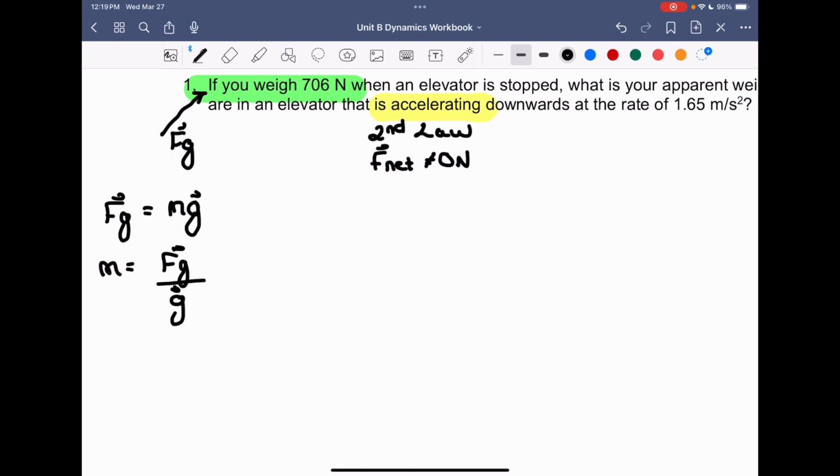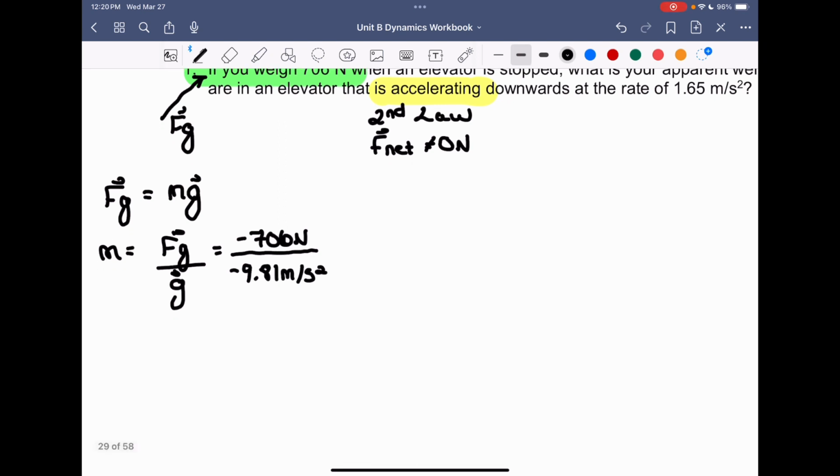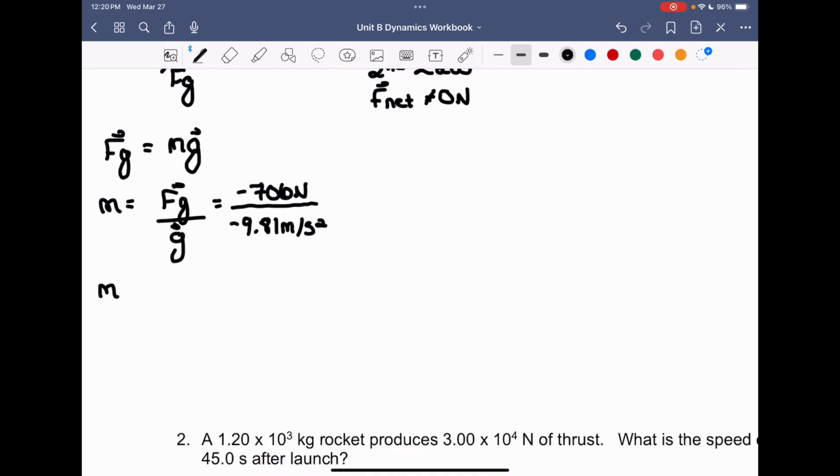And now if this is the case, I'm going to put in the following. This would be negative 706, which is the amount of newtons of force in the downwards direction, right? Because it's your Fg, it's in the downwards direction. So I'm going to put negative because it's a vector quantity. I'm going to put negative 9.81 because that's our gravity as we're close to the surface of Earth. Perfect. And if I do the math here, I end up getting that the mass of this object is equal to 71.97 when rounded to the second decimal place. I think you want to keep as many decimal places as you can, but this is our mass here.